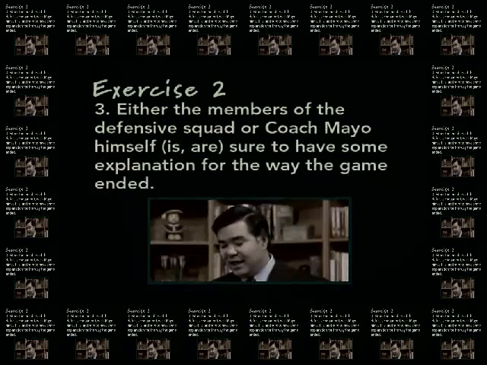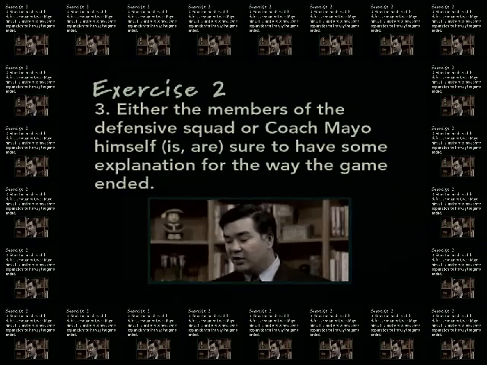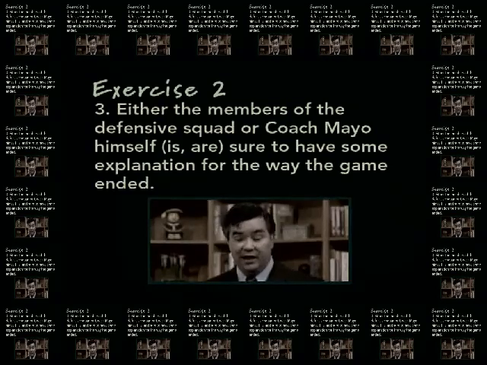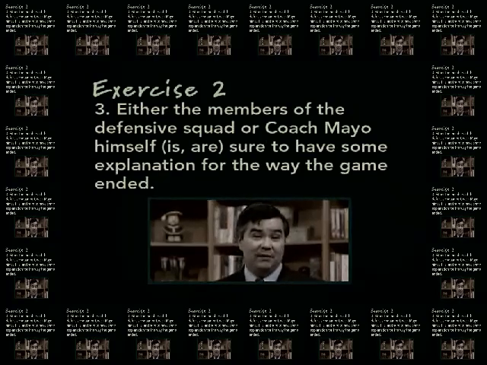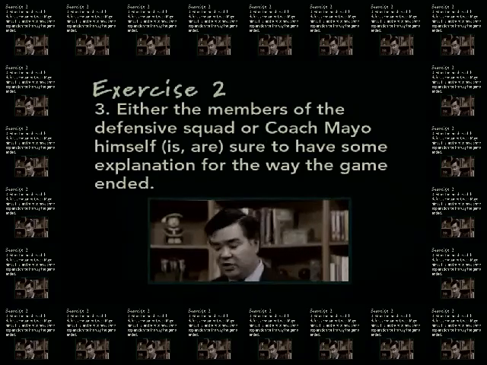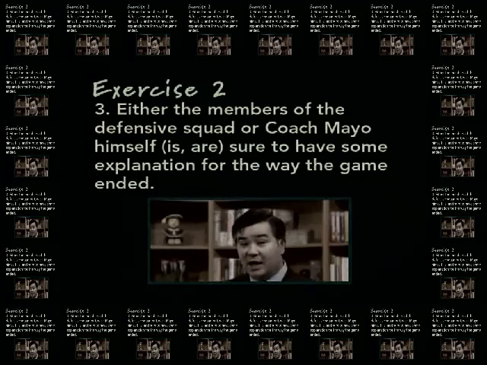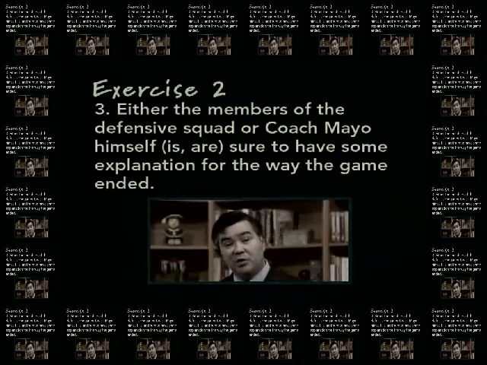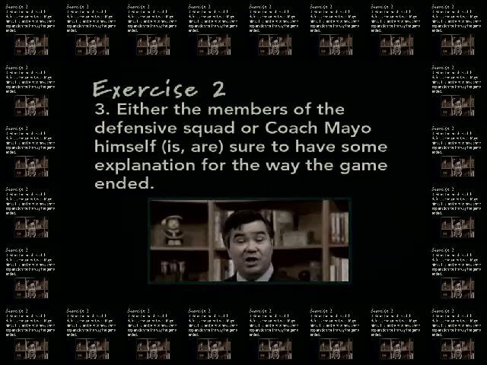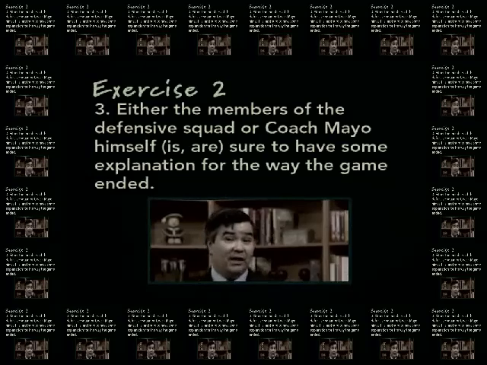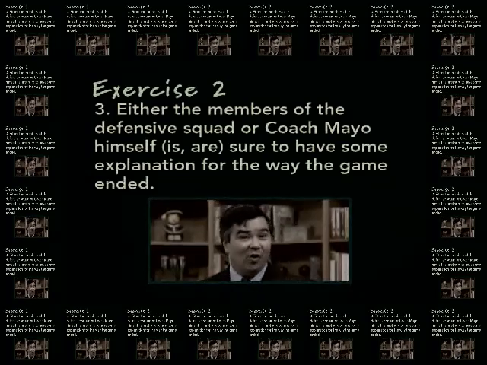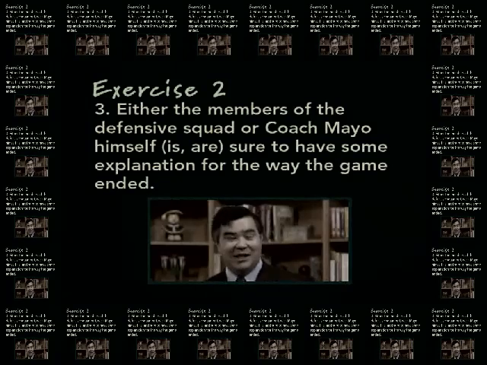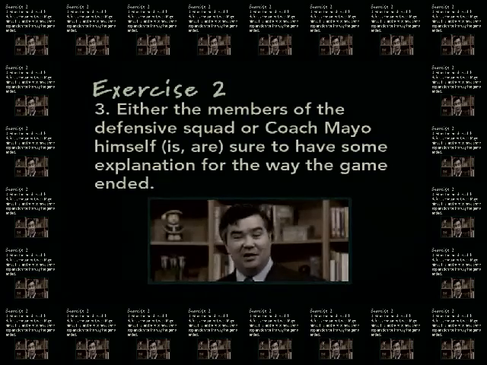Next example. "Either the members of the defensive squad or Coach Mayo himself is or are sure to have some explanation for the way the game ended." Now, what's the subject of the verb "is" or "are"? In this case, we have a compound subject, two parts, connected by the conjunction "or." Here's where our rule kicks in. Remember that when the parts of a compound subject are joined by the conjunction "or," the verb should match the subject that's closer to the verb.